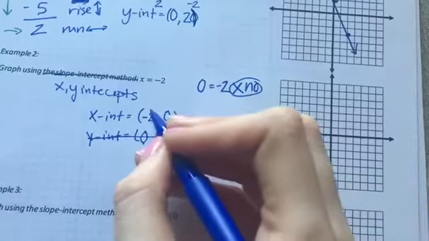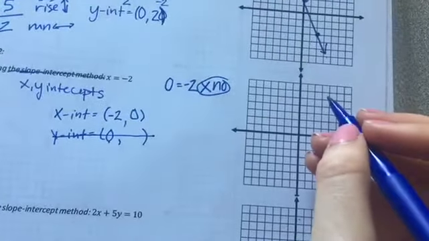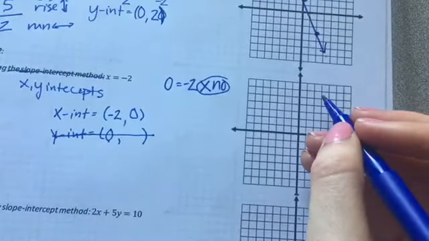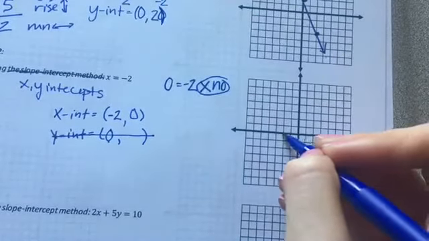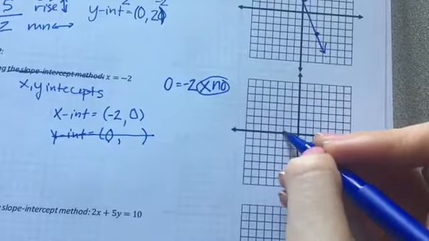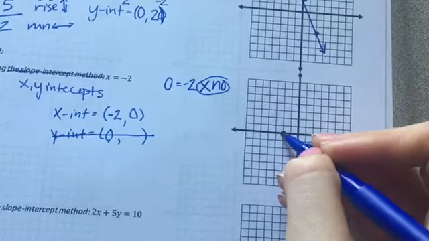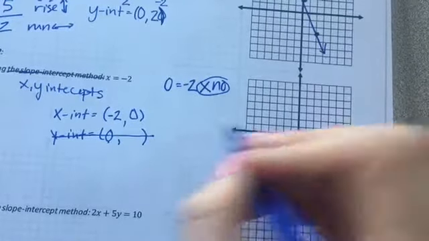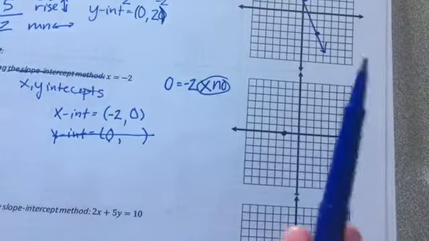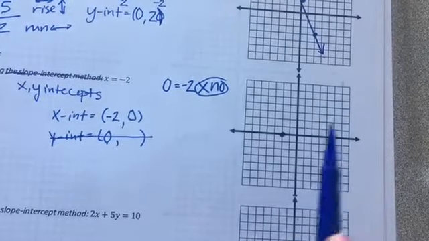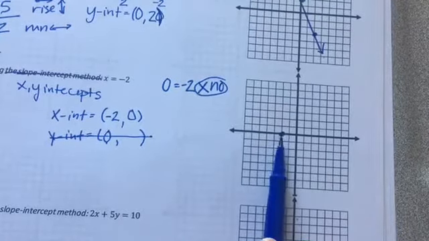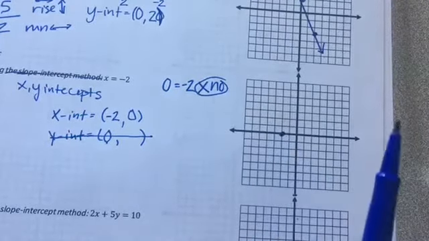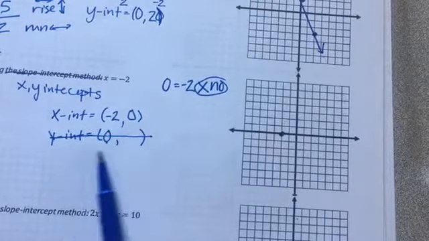So let's graph that x-intercept, negative 2, 0. So negative 2, 0. Now, it doesn't have a y-intercept. What kind of line would it have to be to go through this point but never touch the y-axis? Because it says it has no y-intercept.